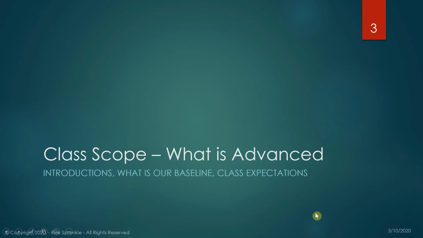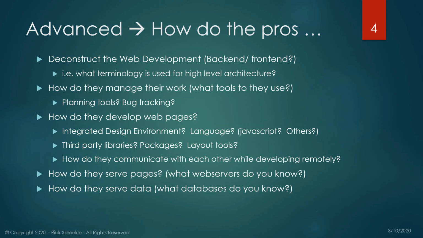Okay, so what do we mean by advanced? I found that most of the time when we're talking about advanced, we're talking about how the pros do it. So you have to meet some need. You've got a customer or you're running your own business and you say, hey, I've got a need. I've got to create a site that's going to perform all these functions. There are a lot of options. There are a lot of architecture choices. And then knowing that terminology is pretty important.